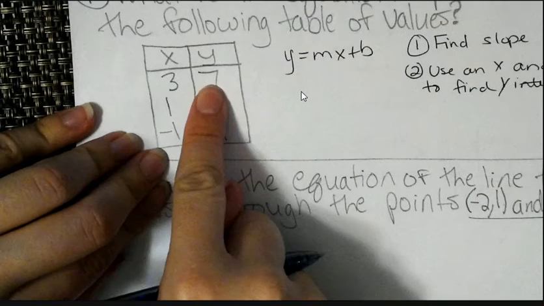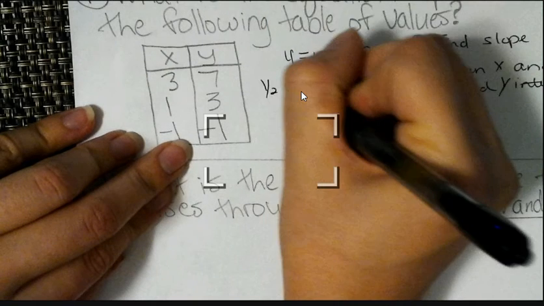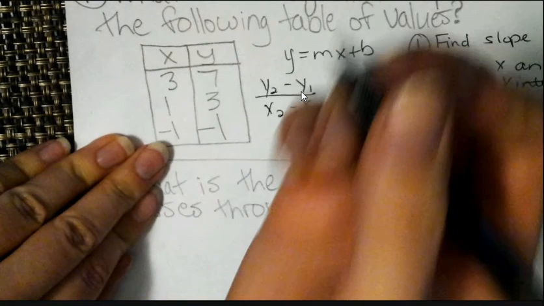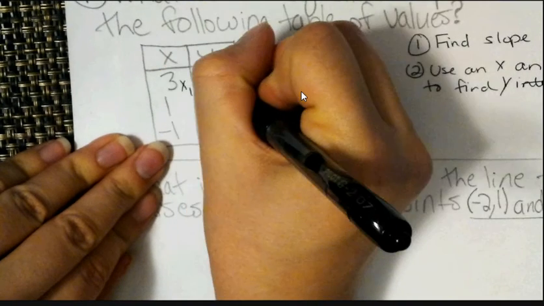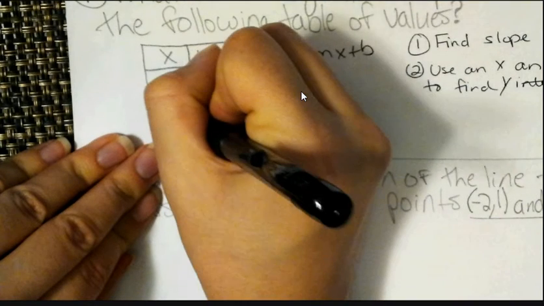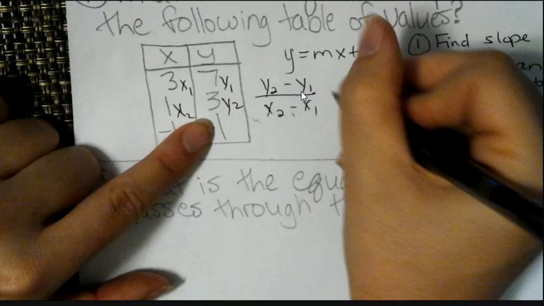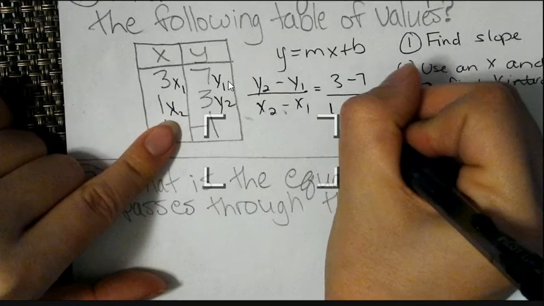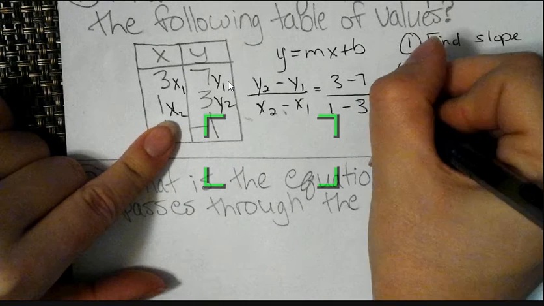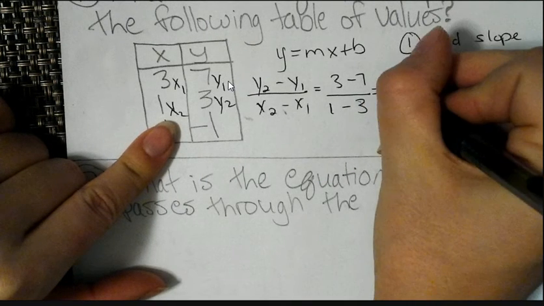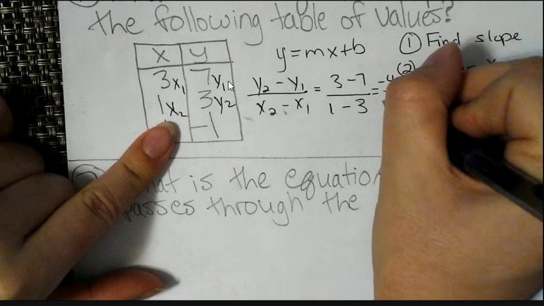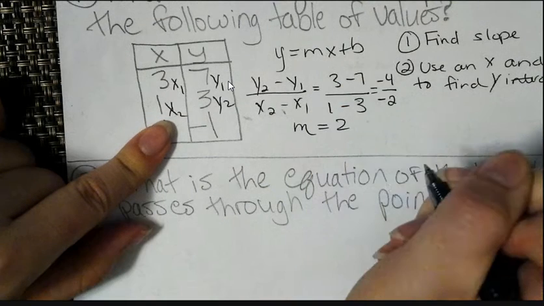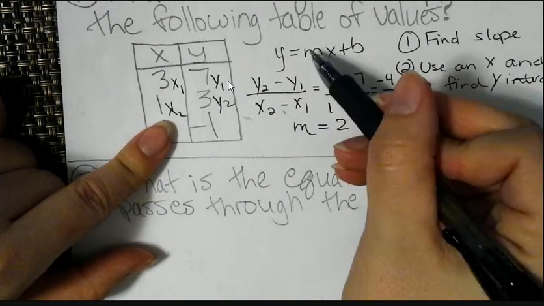So since I'm given a table, to find my slope, I need to do y2 minus y1 over x2 minus x1. So here's my x's, here's my y's. So I'm going to say this is x1, y1, x2, y2. So I have 3 minus 7 over 1 minus 3. 3 take away 7 is negative 4 over 1 minus 3 is negative 2. When I divide, I found that my slope equals 2. So found my slope. That's going to go here.